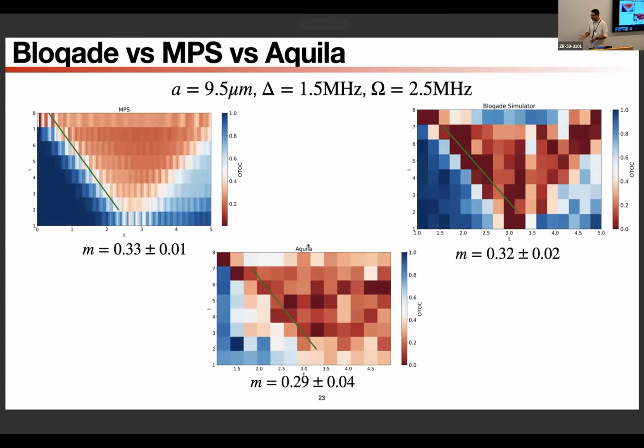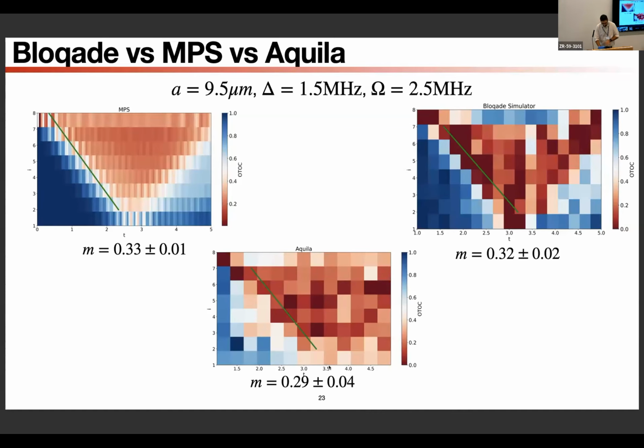So the next big question is, can you see this on the actual hardware? And the answer to that is yes, you can, up to some time. This captures the initial decay of the OTOCs pretty well. And if you fit a line through here and compare it with the other methods, you see that the slopes all agree within the error bars.